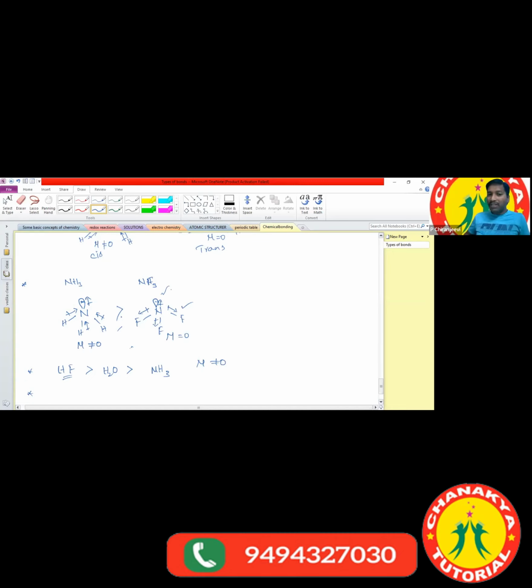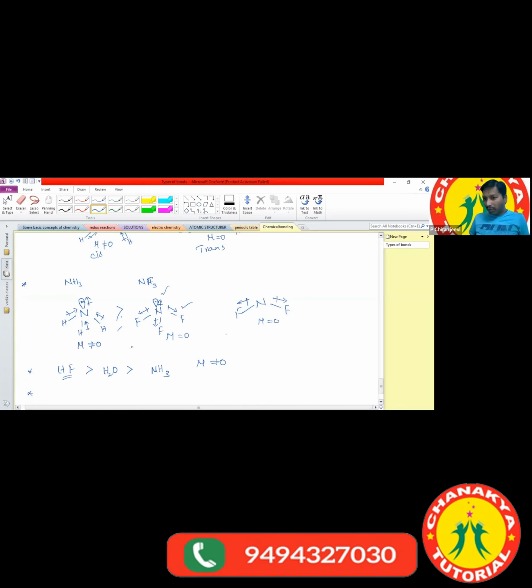Not more than NH3 means here in NF3, if you draw the structure, vector quantity is present in opposite direction. Let us see, first we wrote NF3. Then NF3 is more electronegative than NH3, right? Of course, that is what I am going to explain here. Based on the electronegativity only, we are writing the vector quantity. Now, in this one, arrow marks are present in opposite direction or same direction? Opposite direction, sir. Whenever it is present in opposite direction, mu is equal to 0 only.